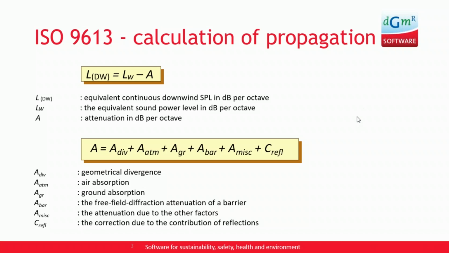Okay. So, theory, ISO 9613. ISO 9613 calculates the downwind noise level based on the equivalent sound power level minus the attenuation. That's the basic formula. The attenuation is split up in several attenuations: the geometrical divergence, air absorption, ground absorption, etc. Those are all familiar to you, but most importantly, ISO calculates the downwind level.